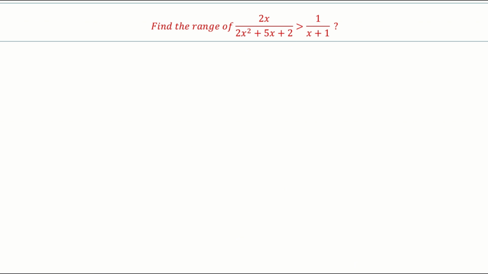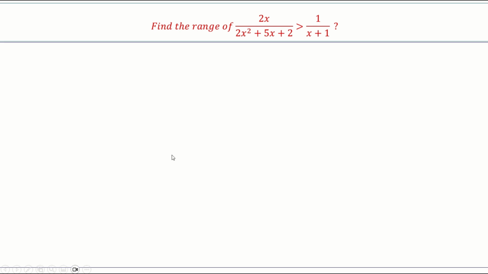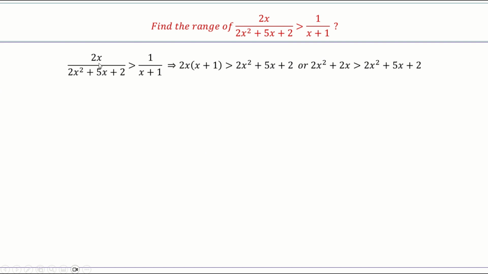So another problem can come something like this. In this problem, you normally tend to make a mistake very easily. So first I want to show you the mistake and then show you how to do this problem correctly. You normally do 2x divided by 2x² + 5x + 2 greater than 1 by x + 1. So you take x + 1 to this side, multiply 2x into x + 1 greater than 2x² + 5x + 2, or if I simplify it, it will become 3x + 2 is less than 0, or x is less than −2/3.